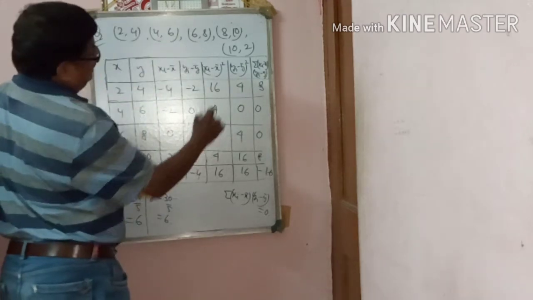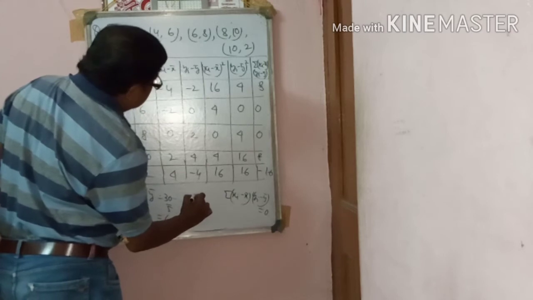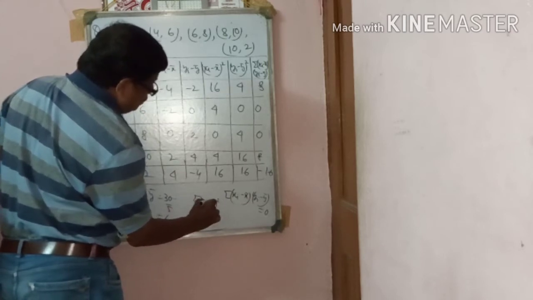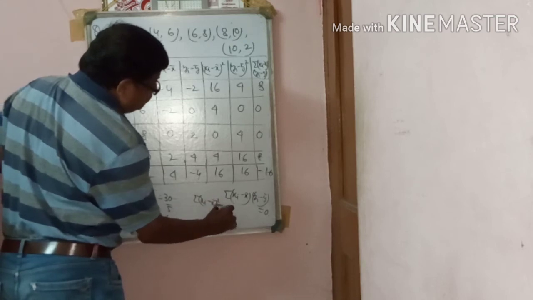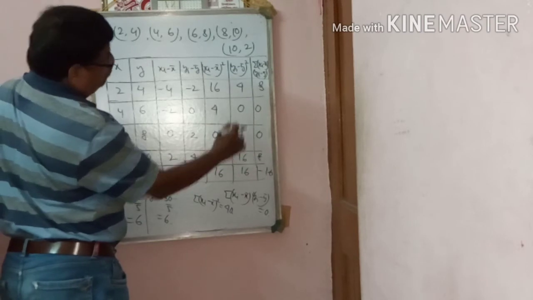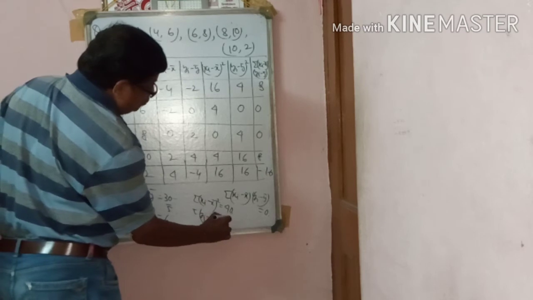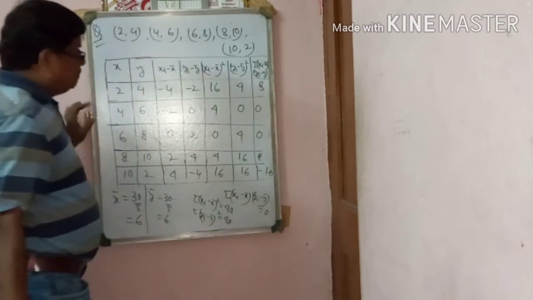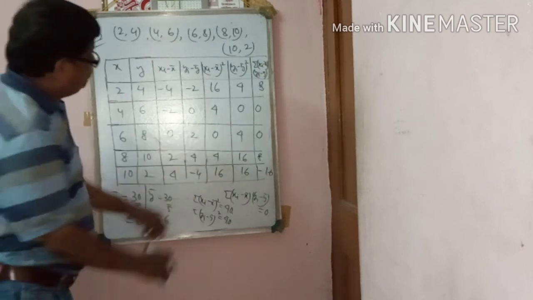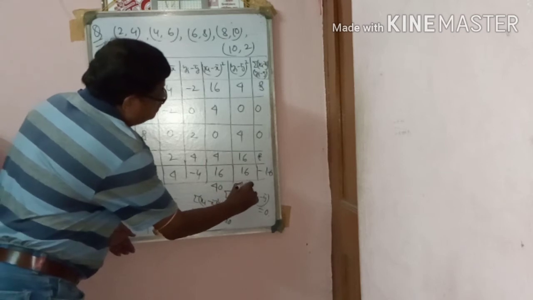And here 20, 20, 40. So write summation xi minus x bar whole square is 40, and here summation yi minus y bar whole square is also 40. All are added. Okay, this is 40, this also 40, this is 0.